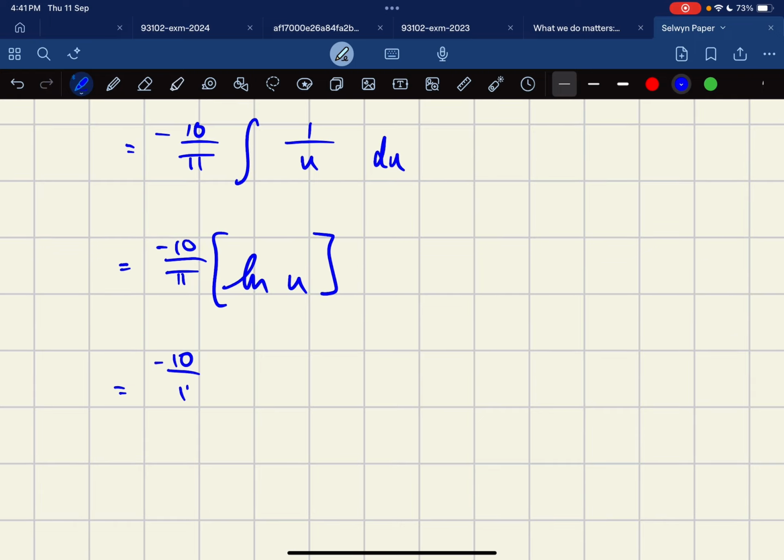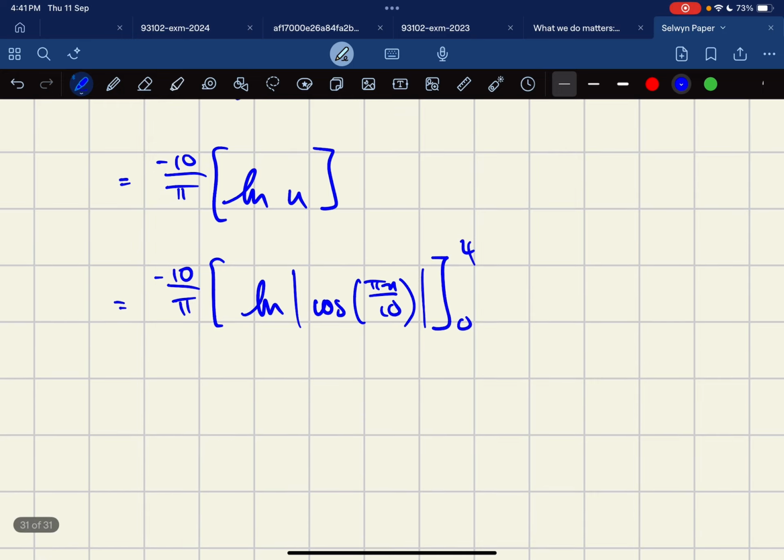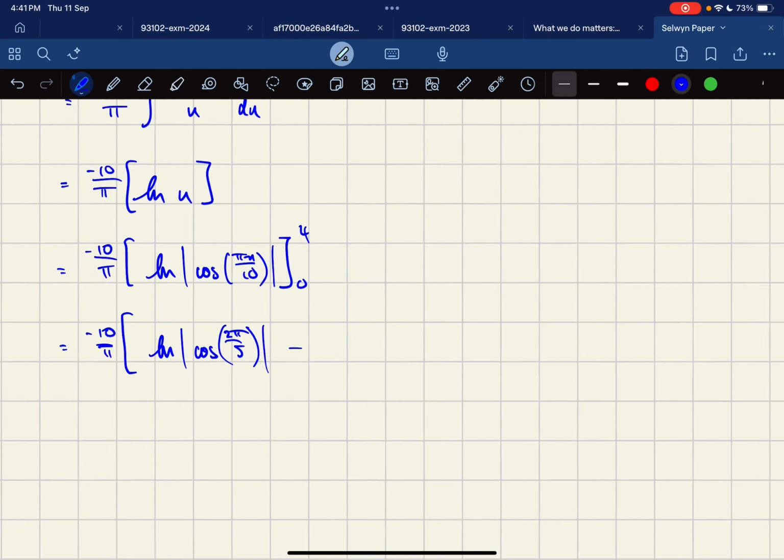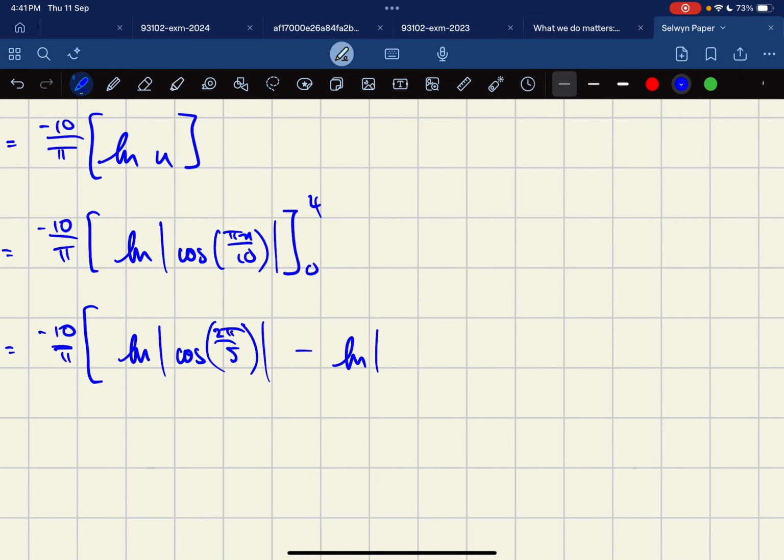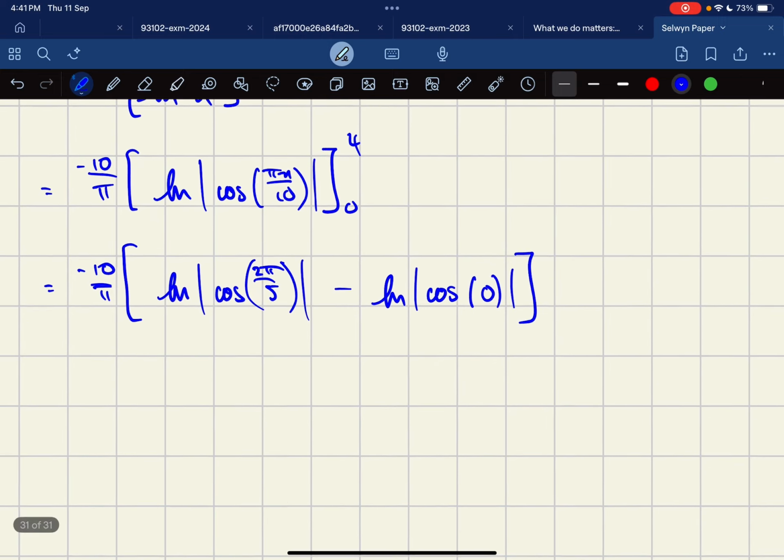But what was u? Well, this is negative 10 over pi, and u was cosine of pi x over 10. And the limits of integration are from 0 to 4. So this is negative 10 over pi multiplied by, when x is equal to 4, ln of cosine of 4 pi over 10, which reduces down to 2 pi over 5. And then minus ln of cosine, well, when x is equal to 0, cosine of 0 just becomes 1.